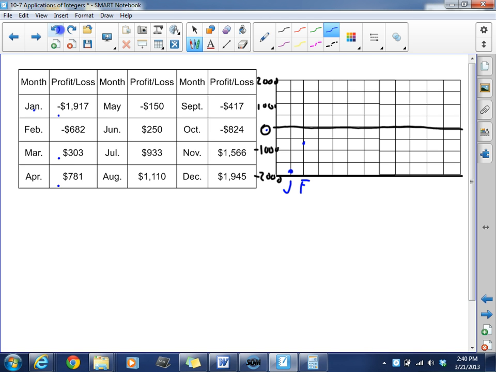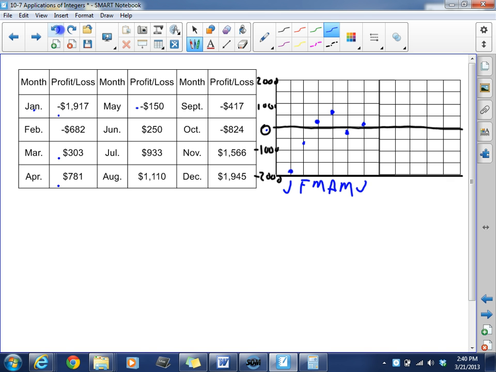Now in March, they actually gained $300. So in March, we're actually going to put our mark up here. It's probably pretty close to where it should be. And then in April, we see even going up, so $700 this time. So April, we see above that line right there, $700. Now back in May, they actually lost $150, so it's going to be somewhere right about there. And then June, put a J down there, $250, so it's going to be right about there.